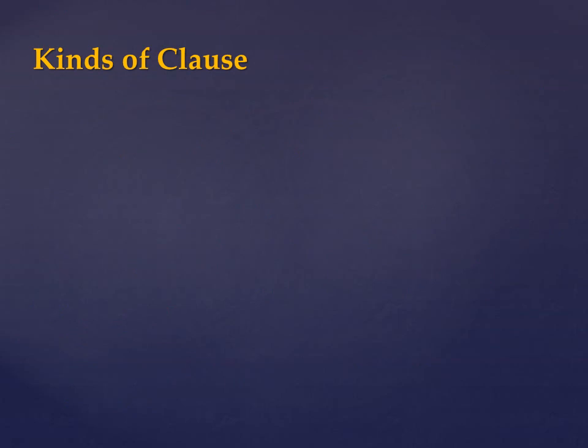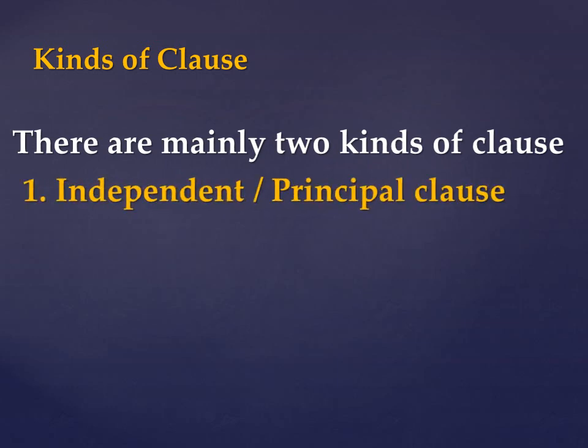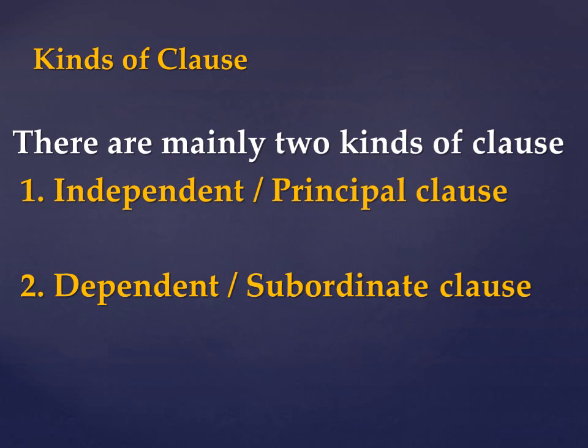Now let's learn about the kinds of clause. There are mainly two kinds of clause: number 1, independent or principal clause; number 2, dependent or subordinate clause. Independent means that it doesn't depend on others. So the clause that doesn't depend on others is called principal clause or independent clause, and the clause that depends on another clause is called dependent clause or subordinate clause.